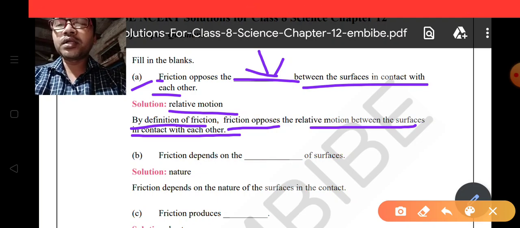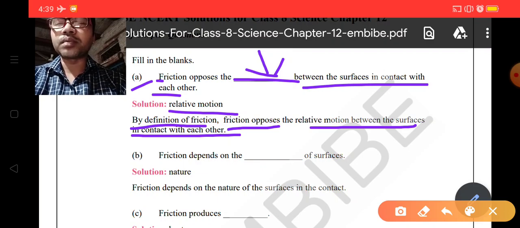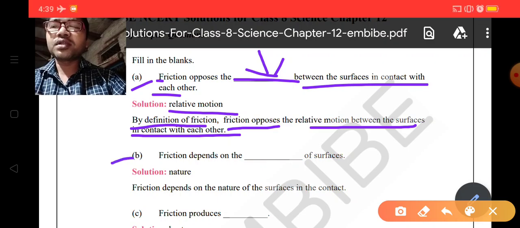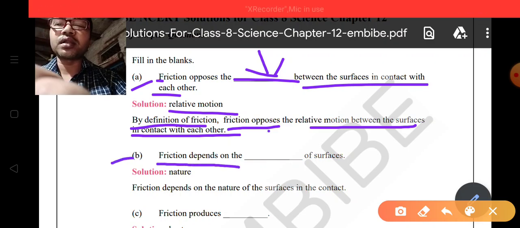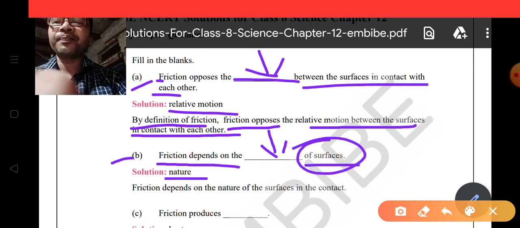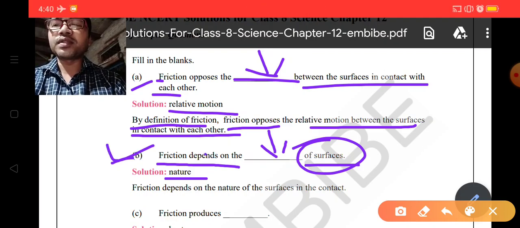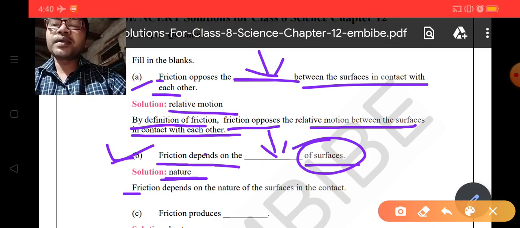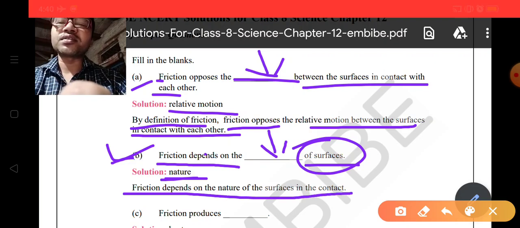Now we are ready to complete question number B, that is also fill in the blanks. You can see here the question is friction depends on, and now fill in the blanks of surfaces. So the answer is nature. Friction depends on the nature of surfaces. Okay, so fill in the blanks, that is nature. The friction depends on the nature of the surfaces in contact.